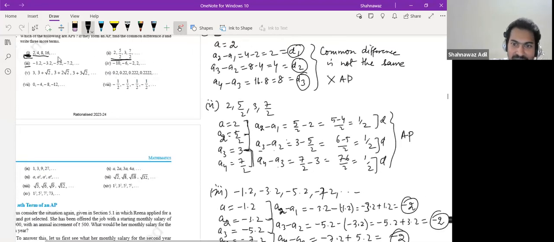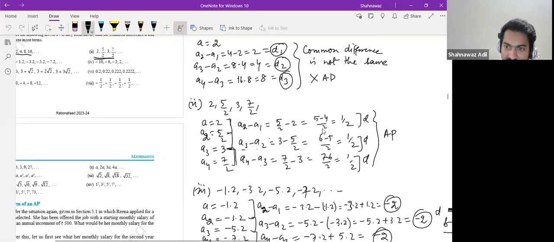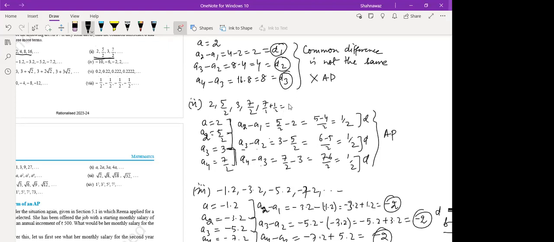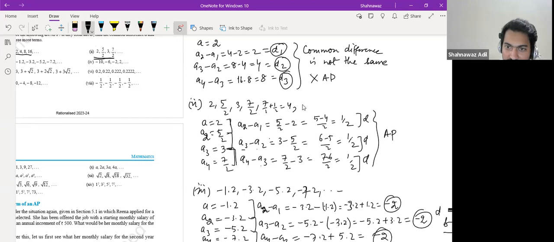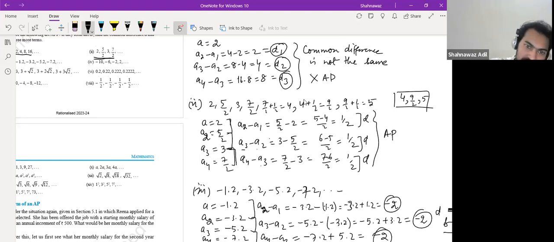So 7 by 2, and then we add d, which is 1 by 2. So 7 by 2 plus 1 by 2 is 7 plus 1, 8 by 2, so 4. Then 4 plus 1 by 2 is 9 by 2. And then 9 by 2 plus 1 by 2 is 5. So the next three terms are 4, 9 by 2, and 5. Did you guys understand that? We just have to add the same difference to the subsequent terms, right?